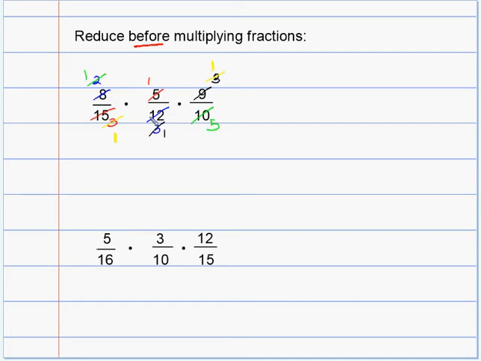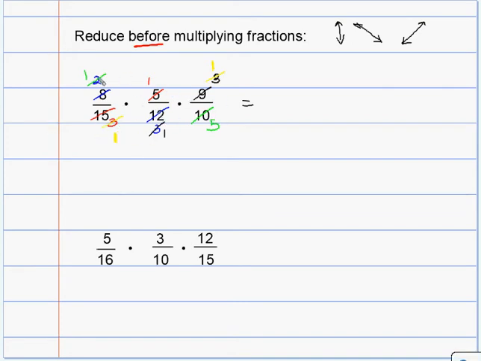It may not end up that you end up with 1s. This one just happened to. But the idea is to look to see if you have any common factors remaining from numerator to denominator. And remember, you can go top to bottom, but you cannot go perfectly across. You cannot divide numerator and numerator, or denominator and denominator.